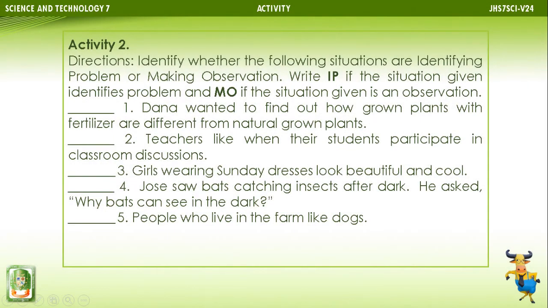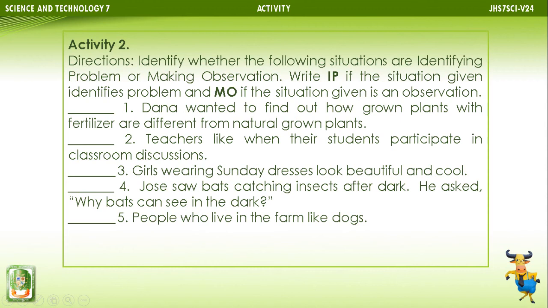Activity 2. Directions. Identify whether the following situations are identifying problem or making observation. Write IP if the situation given identifies problem, and MO if the situation given is an observation. 1. Dana wanted to find out how grown plants with fertilizer are different from natural grown plants. 2. Teachers like when their students participate in classroom discussions. 3.